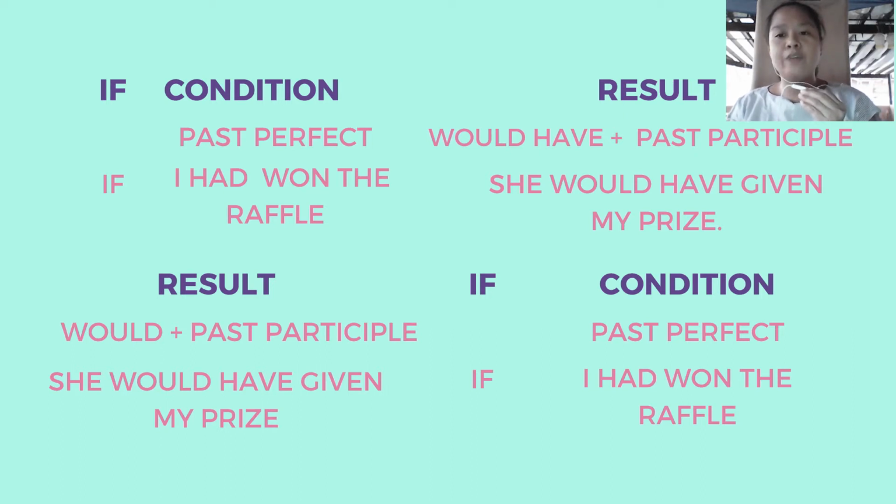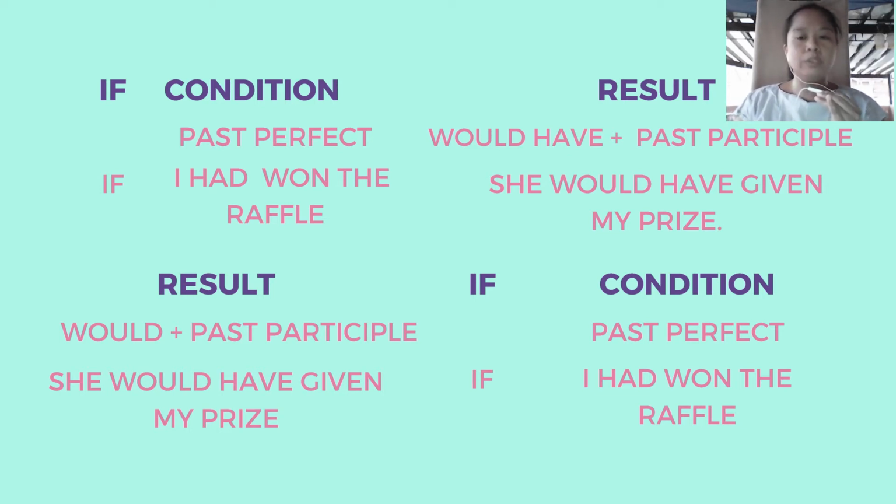She would have given my prize. So you have there would have, which is always constant for past unreal. And then given, that's your past participle. Again, past participle is not your simple past tense. Okay? Now you can have it inverted.